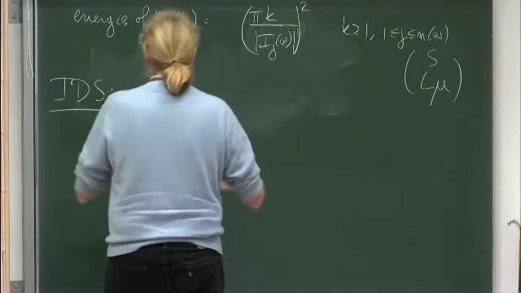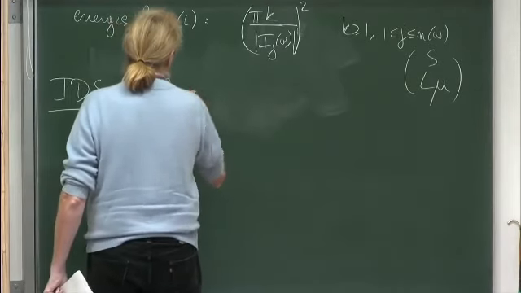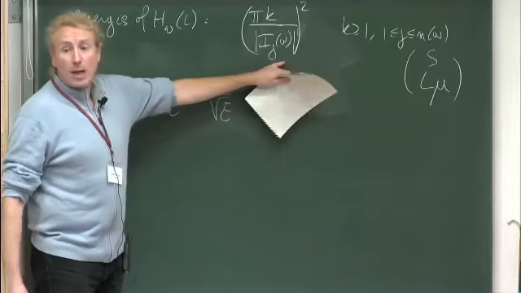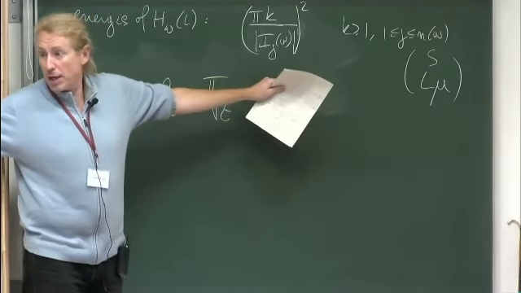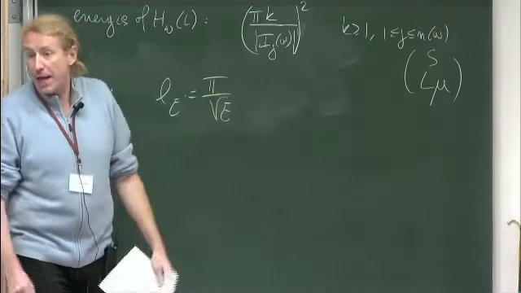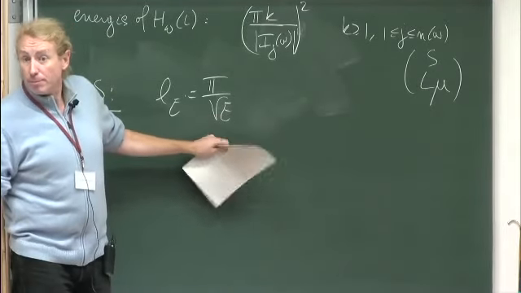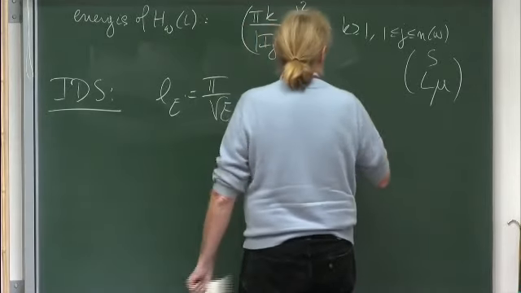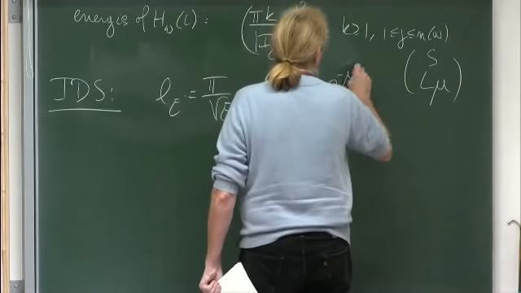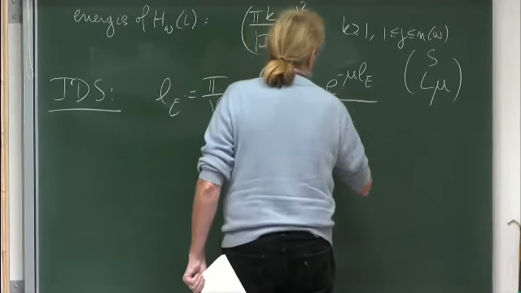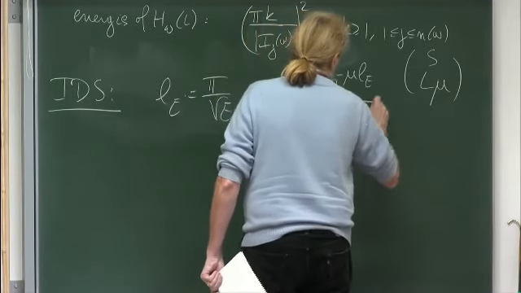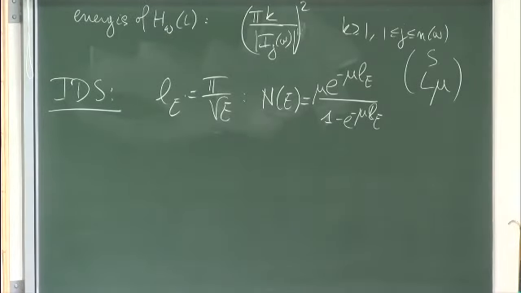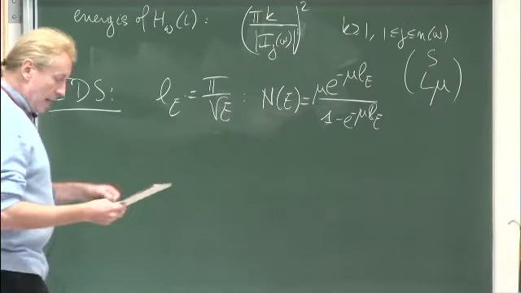So first you define what we call the Fermi length L of E, which by definition is just pi divided by square root of E. So this is just the smallest length at which you have an energy for the Dirichlet Hamiltonian, for an interval of this length, below energy E. And then you have that the density of states at E is actually equal to, it's not an asymptotic formula, it's an equality, E to the minus mu L E, mu 1 minus E to the minus mu L E. Easy to compute. Again, it's a consequence of the law of large numbers.